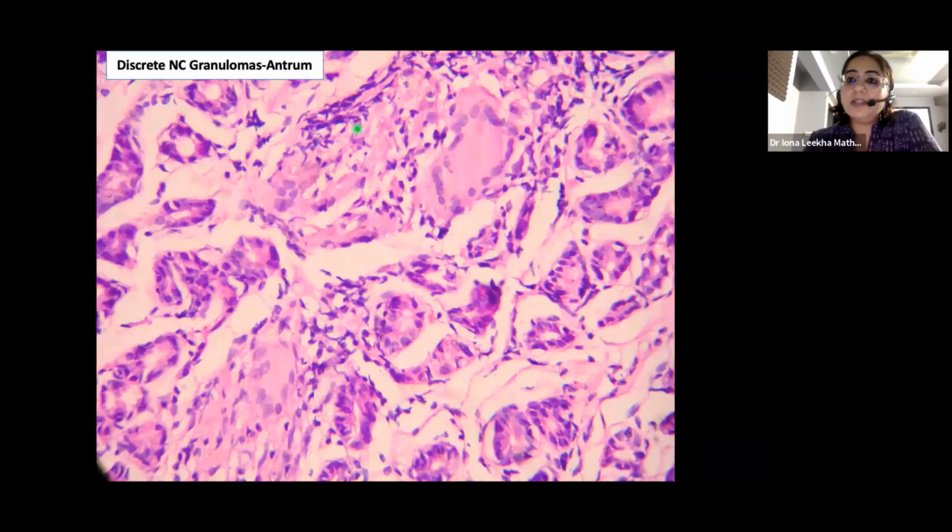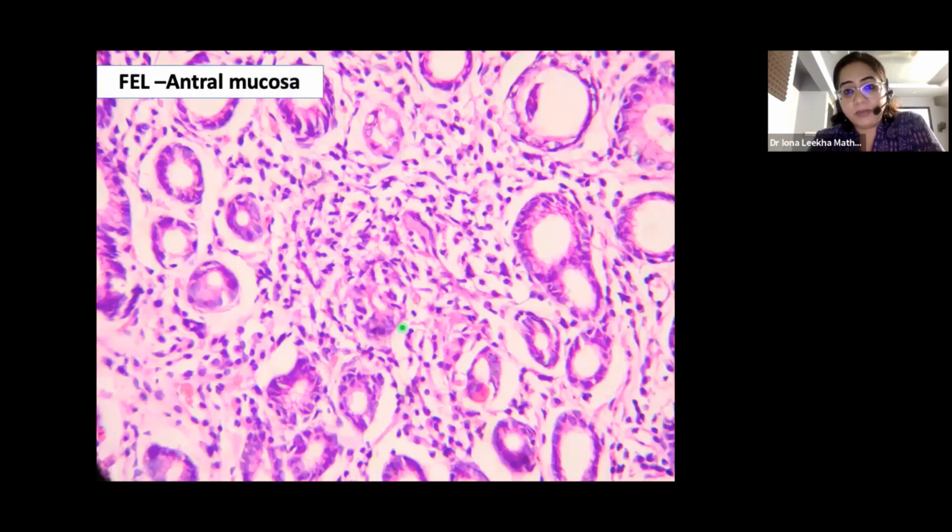Presence of granulomas, focally enhanced lesions. We may even see sometimes patchy inflammation, even if the colonoscopy looks normal. This is again a gastric antral biopsy. Again, you can see a granuloma here. There are 2 granulomas. This is another lesion, granuloma. There's a small microgranuloma here.